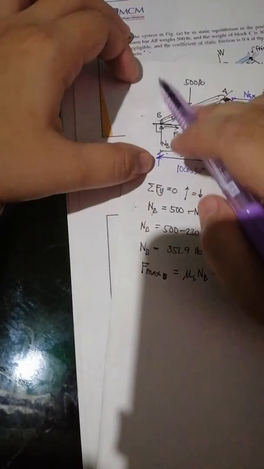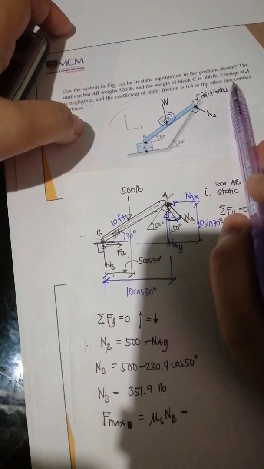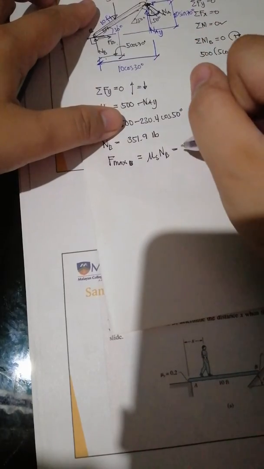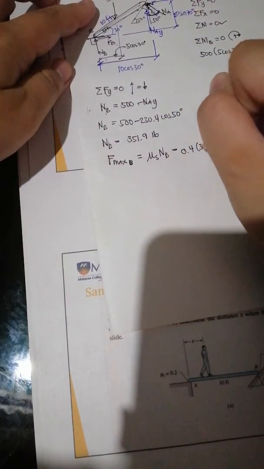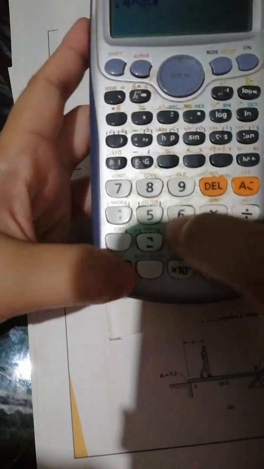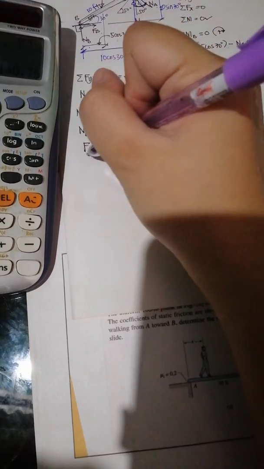Now, the maximum static friction force at point B would be mu S times NB. What is mu S at this contact surface? Let's see. It is said here that the coefficient of static friction is 0.4 for both contact surfaces, here and here. So we have 0.4 times 351.9, which is 140.76. We are still computing Fmax on contact B. Now, we will compute the actual FB if this is static.